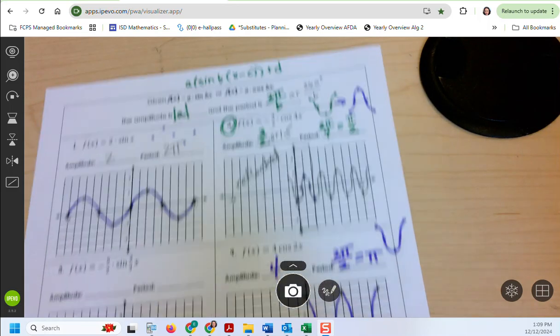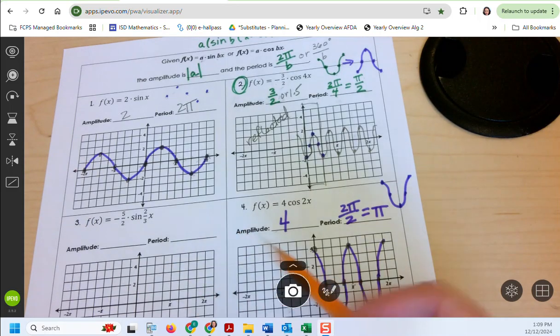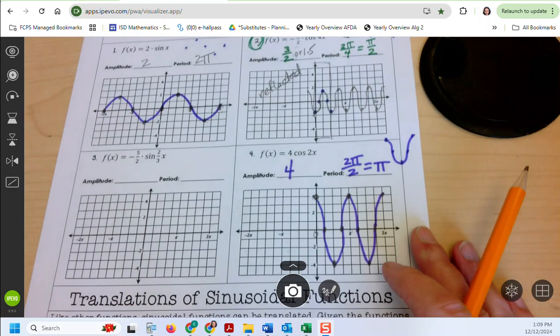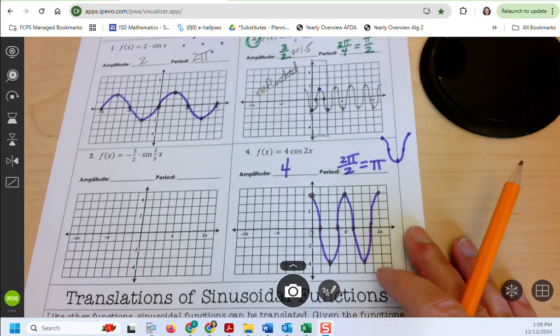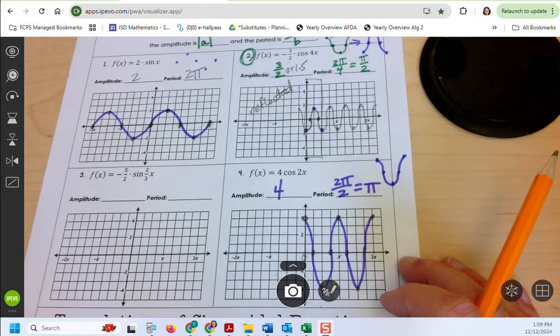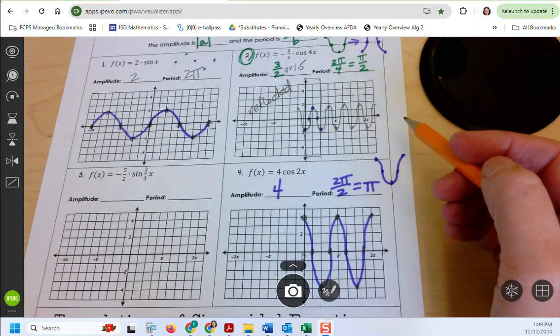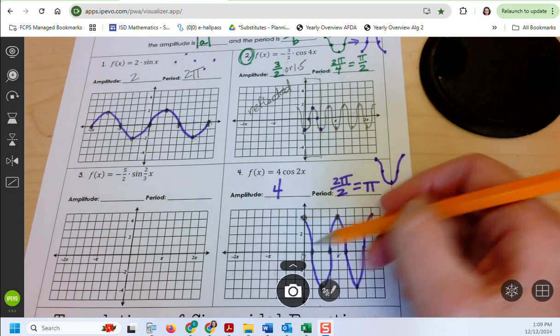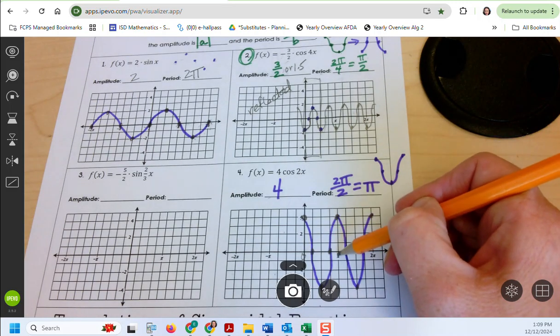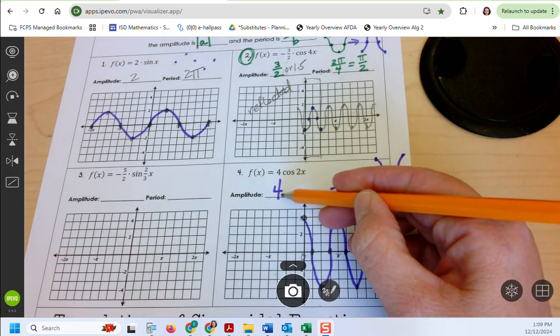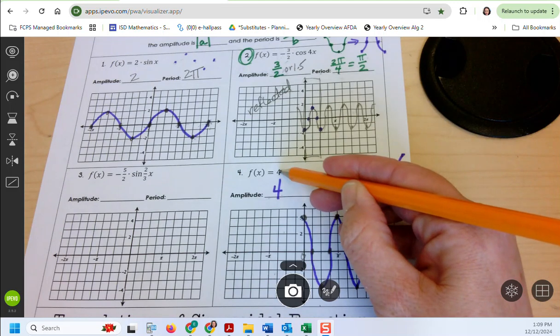All right, this one didn't seem to have anything new in it, so we went to this one over here. In this one, it's a cosine function again, so it's going to be that cup shape. And the period this time is pi, so the whole graph will happen between 0 and pi. And my amplitude is 4 because of this 4 here.